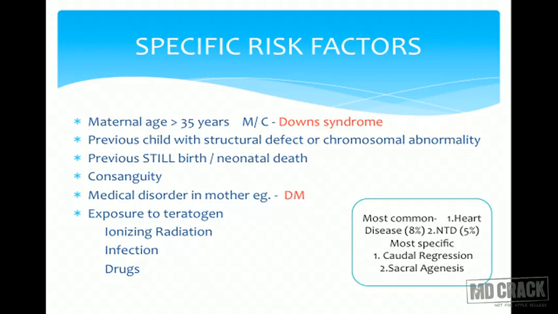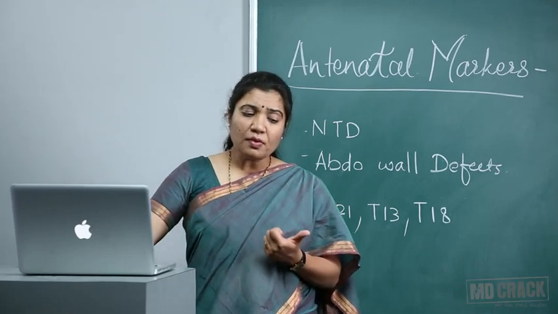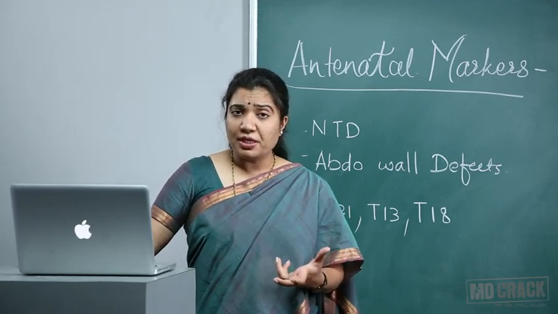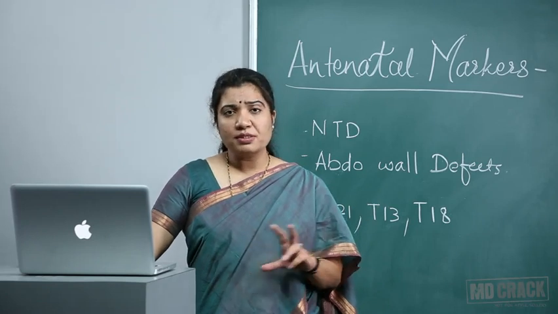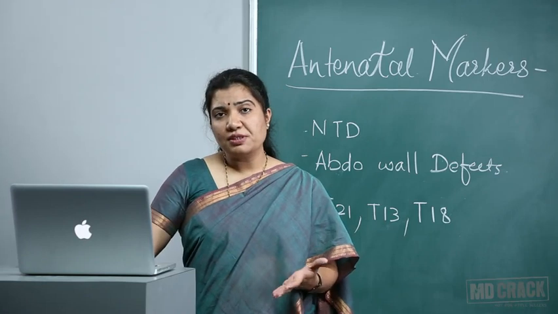There are risk factors for having chromosomal or structural abnormalities. What are those risk factors? Maternal age more than 35 years is a big risk factor for having chromosomal abnormalities. And the most common chromosomal abnormality would be trisomy 21, that is Down syndrome. And we all know that Down syndrome babies have mental retardation, scholastic backwardness. There is a wide spectrum. And they live a long life, maybe till 60 years.